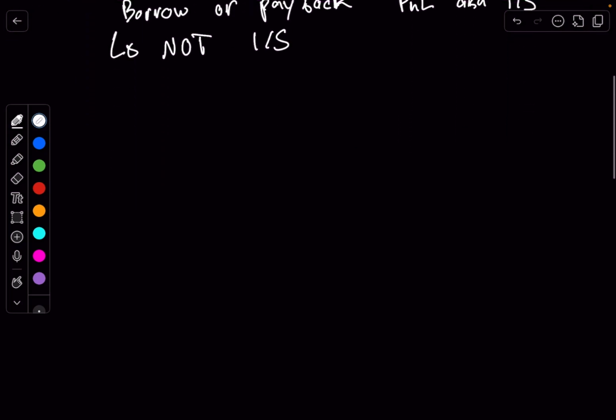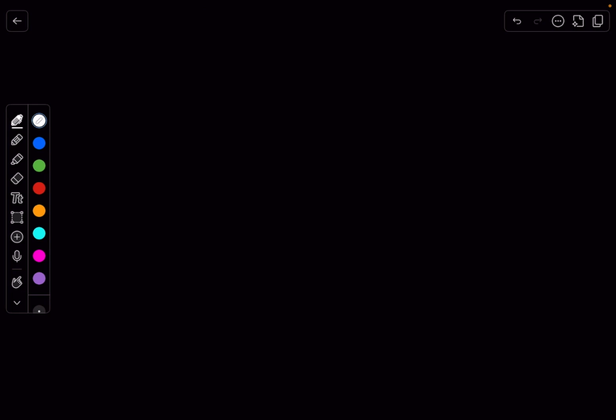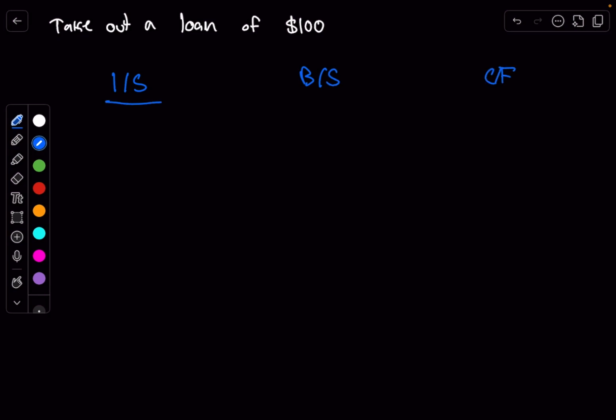So let's hop into the first example. So let's say that you take out a loan of $100, right? Or a company issues debt. How's that going to look on the three statements? We have our income statement, we have our balance sheet, and we have our cash flow statement, right? Now, as we know, whenever we take out a loan on the income statement, we don't have to recognize anything, right? That's not going to be counted as income on our income statement, right? So we can ignore everything to do with the income statement.